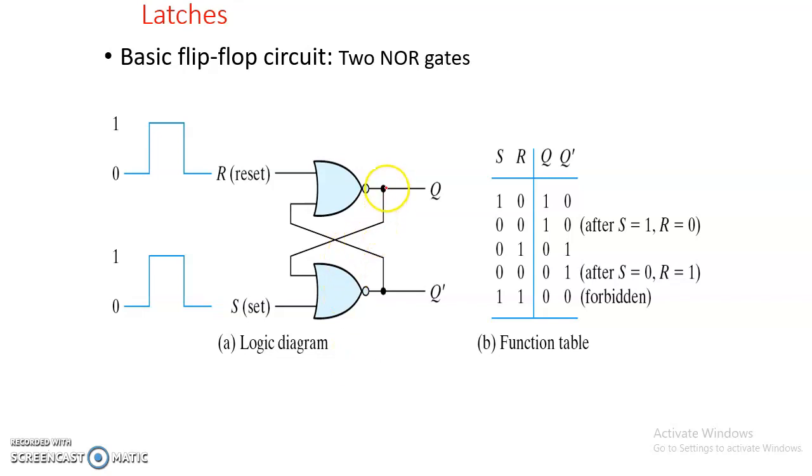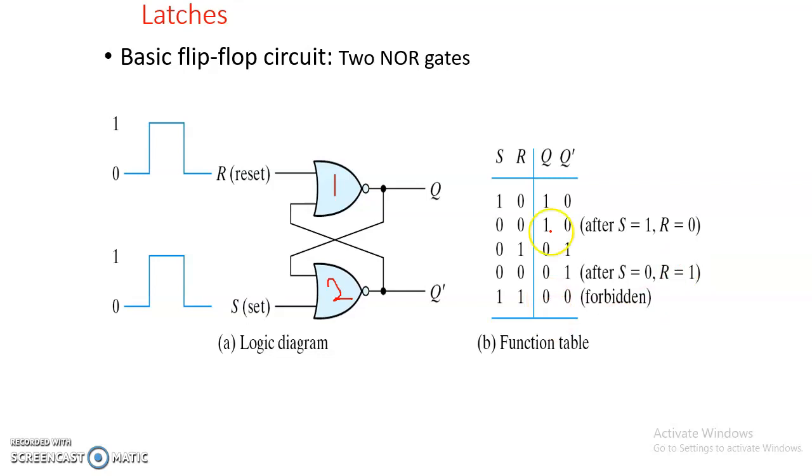Now here you can see one feedback is coming from Q. Q is the output. Q bar is the complement of Q, which is the complement of your output. So one feedback is coming from Q to one NOR gate. Let's say this is NOR gate number 1 and this is NOR gate number 2. One gate is getting Q bar, its inputs are Q bar and R. Gate number 2 has inputs Q and S.